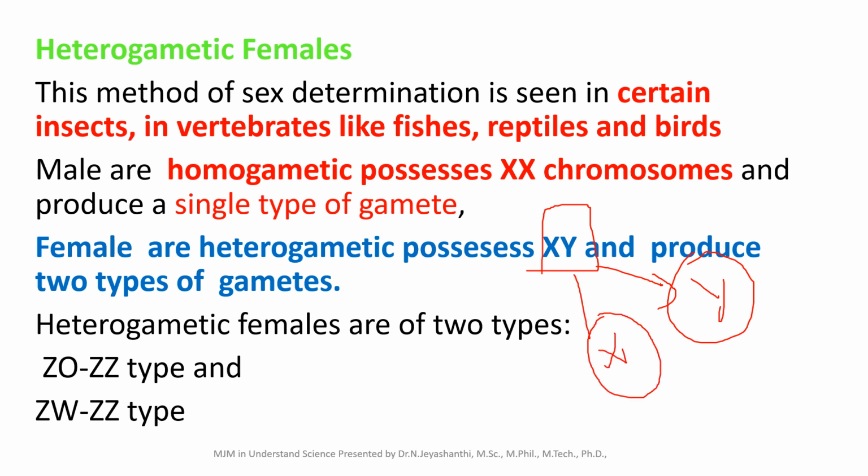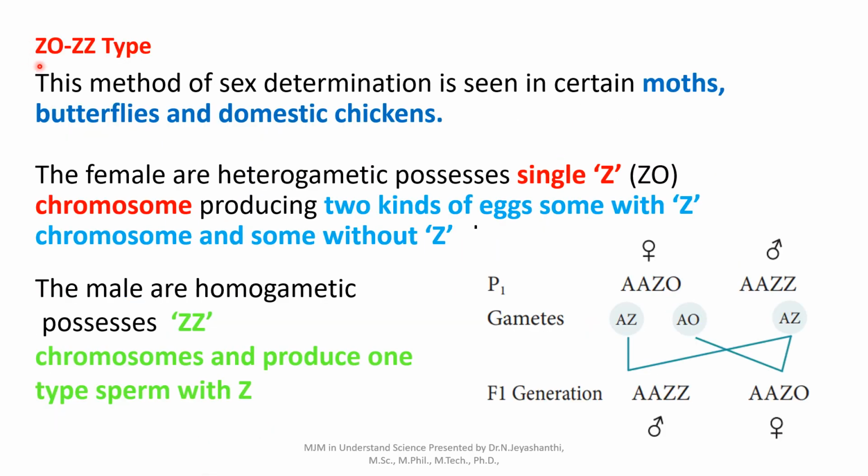This is divided into two types, ZO-ZZ type and ZW-ZZ type. Here, Z and W are used for representing the sex chromosomes instead of X and Y to avoid confusion. Now we will see the ZO-ZZ type of sex determination. This type of sex determination is seen in certain moths, butterflies and domestic chicken. It is very important.